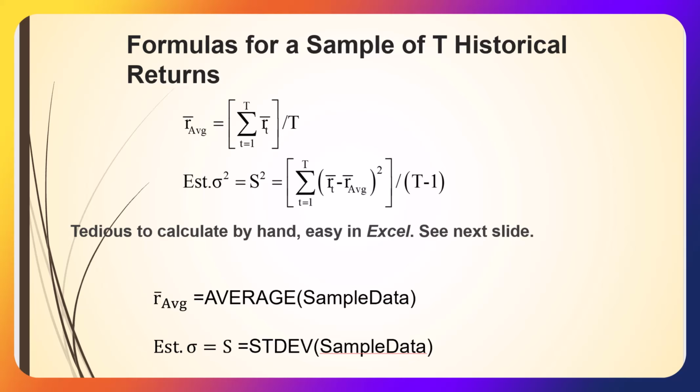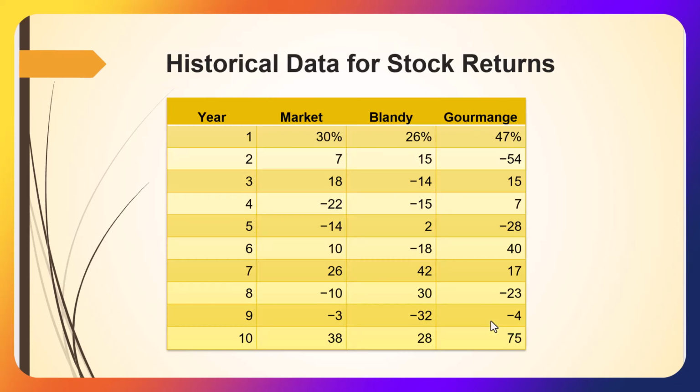So the formulas for historical returns can be found in Excel. It's the formula equals AVERAGE, and then you have the sample data. Likewise, if you're looking at historical data to estimate standard deviation, it's STDEV, and then the sample data. That will give you the calculations of both risk and return for a series of returns for a particular company or asset.